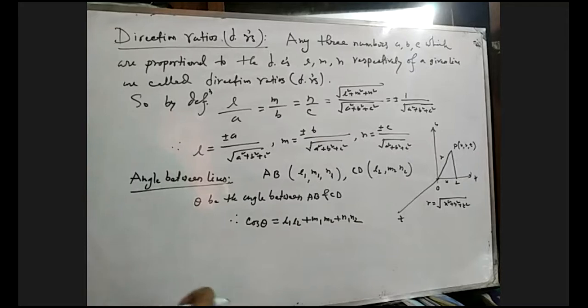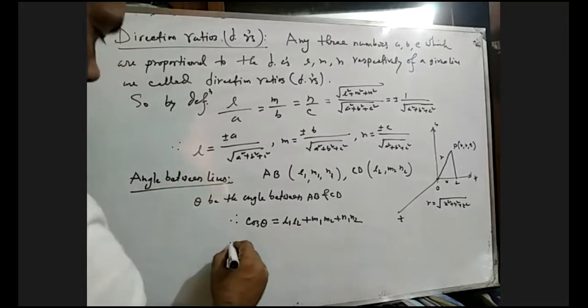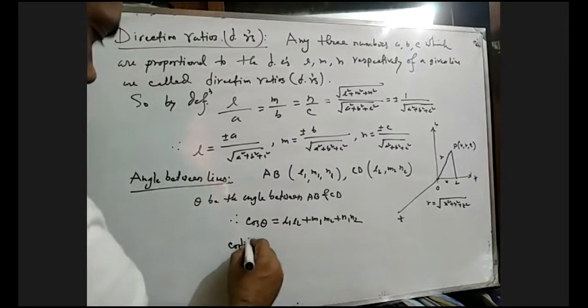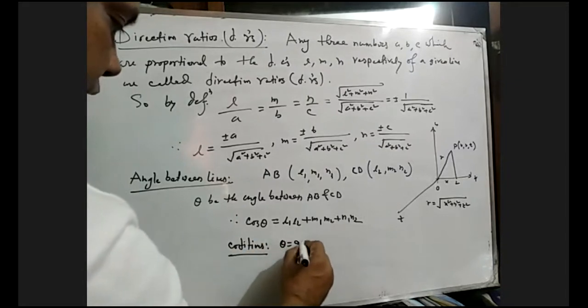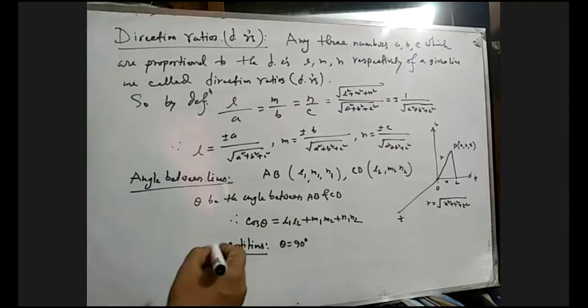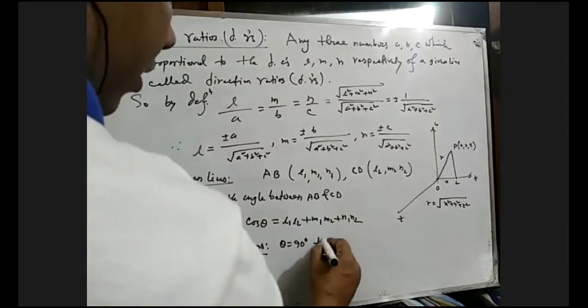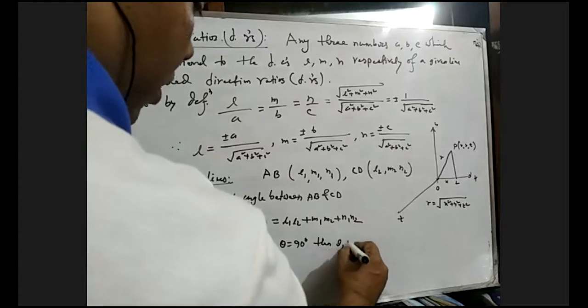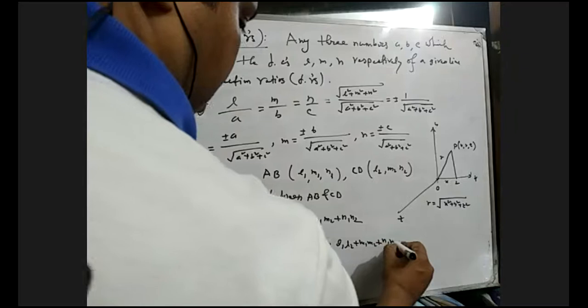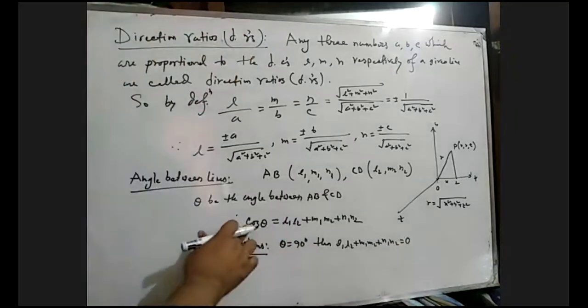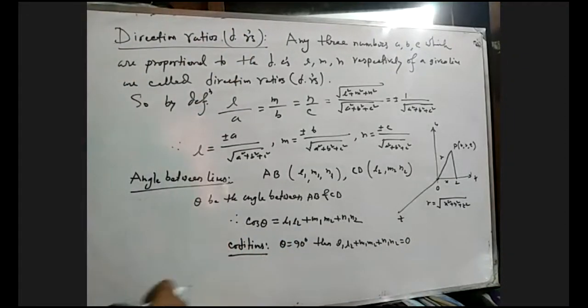Now conditions for perpendicularity. If theta equals 90 degrees, then the lines are perpendicular. Then L1 L2 plus M1 M2 plus N1 N2 equals 0, since cos 90 degrees equals 0. Remember it. So if there are two perpendicular lines, then we can write this condition.